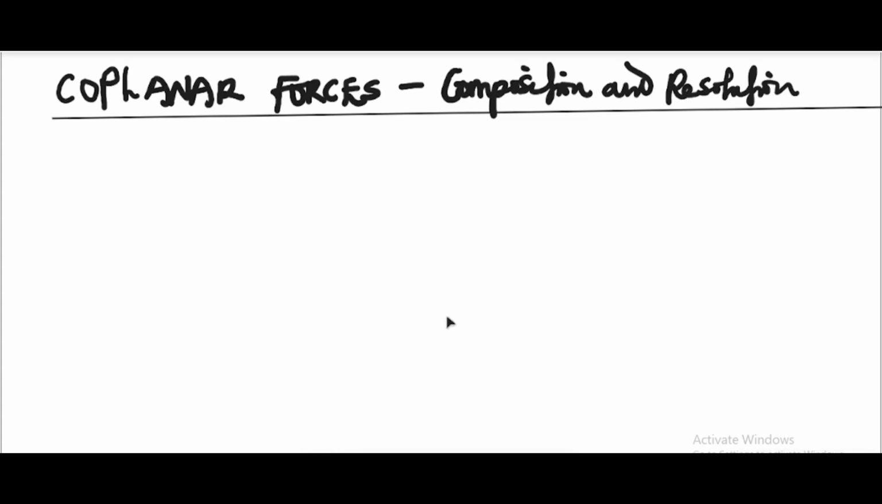All right, now before we progress, you must have known before now that a force is simply a push or a pull. So having known that a force is a push or a pull, what is coplanar forces? That's the next question. What is coplanar forces? So simply put, these are forces whose lines of action lie in the same plane.